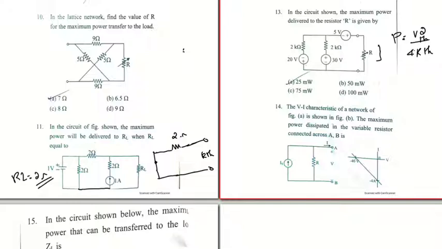So we have to find out our VTH and RTH first. For finding out RTH, we short circuit all the voltage sources and open circuit all the current sources. So I am going to short circuit all these voltage sources. Now look here, this 2 kilo ohm and 2 kilo ohm are in parallel. So our RTH is equal to 2K into 2K divided by 4K, which gives me 1K.